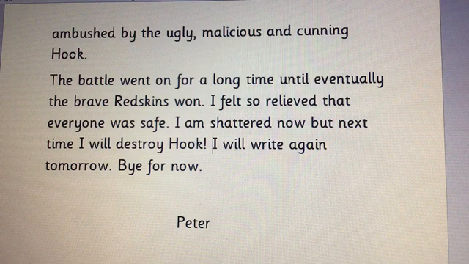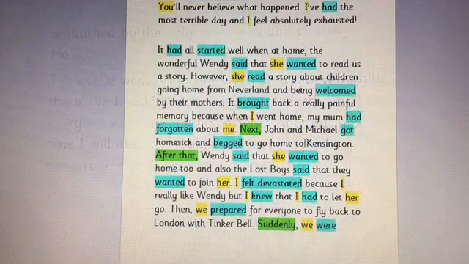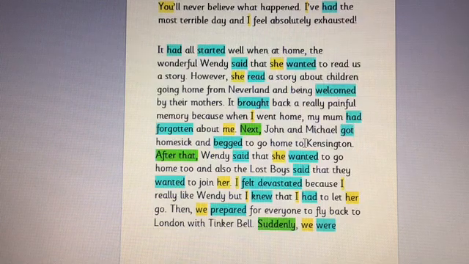Bye for now, Peter. I'm going to read my work back to check that I've put in all the features of a diary. To help me, I've highlighted the pronouns in yellow, any words in past tense I've highlighted in turquoise, and the time connectives I've highlighted in green.